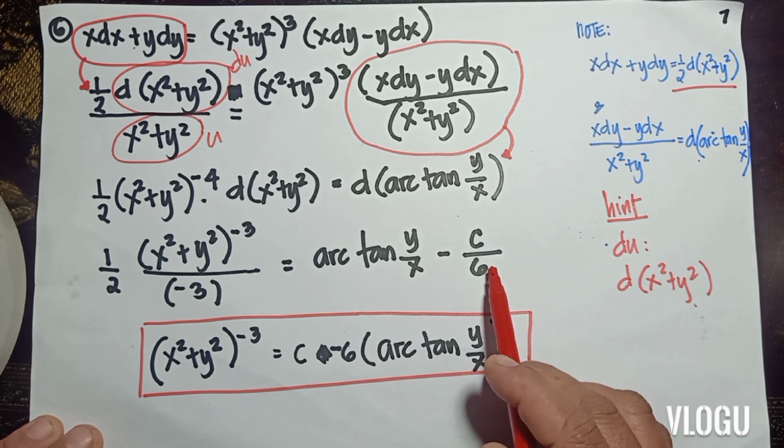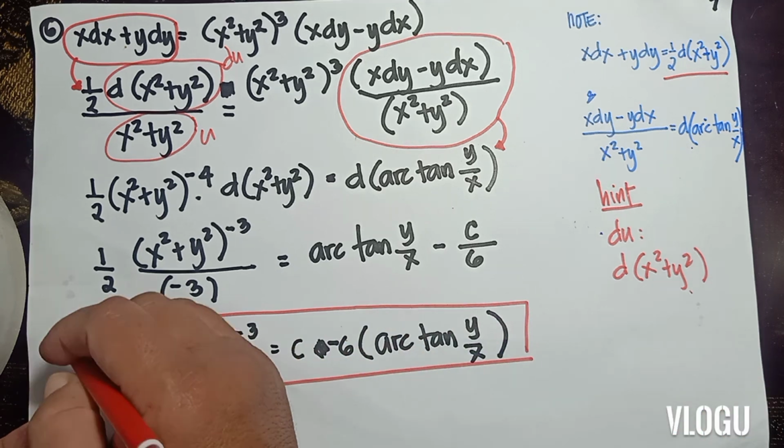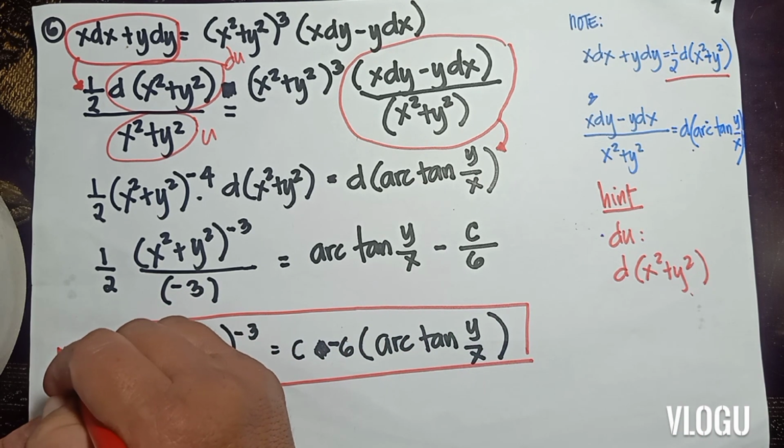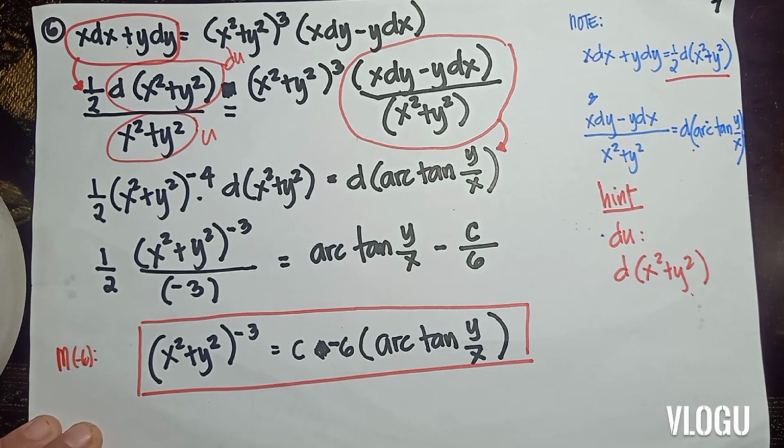So, what did I multiply here? Multiply with negative 6 so that you can cancel that out. So, multiply with negative 6. Okay, that's it. So, that is now the final answer.